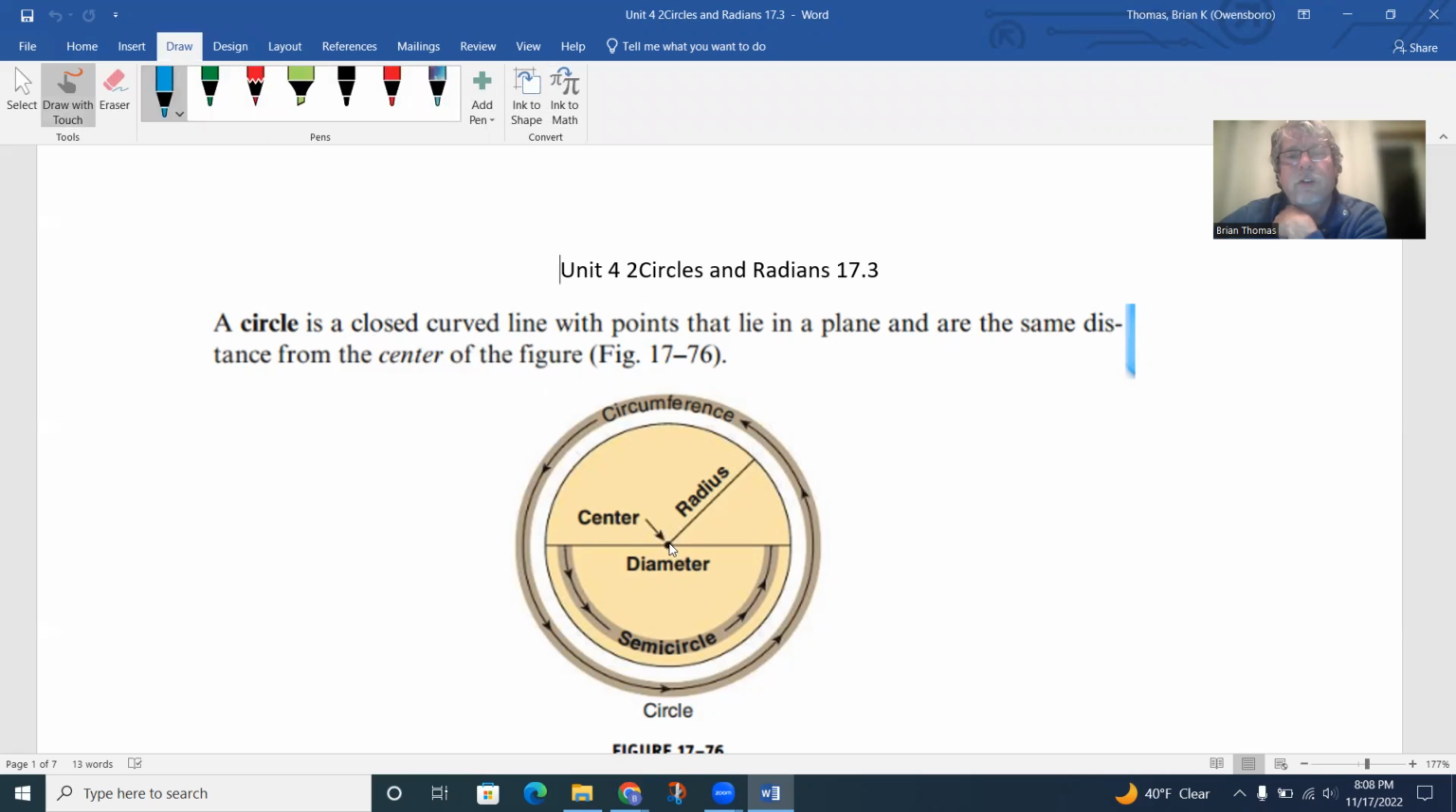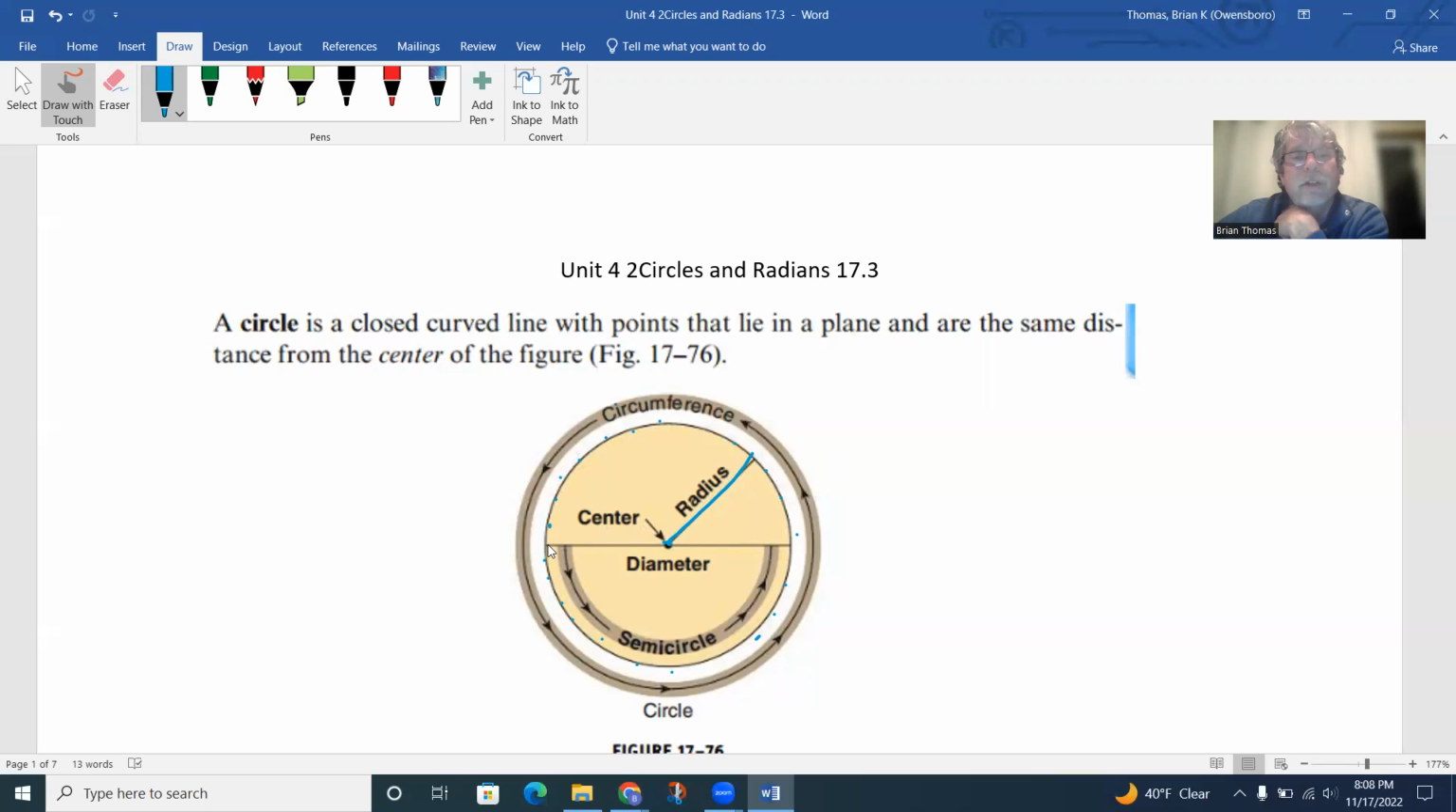we have the center of the circle here. The other thing is, notice how we have this radius that goes out to the circle. Every point on the circle is the same distance from the center. So everything on the circle itself is going to be the same distance from the center.